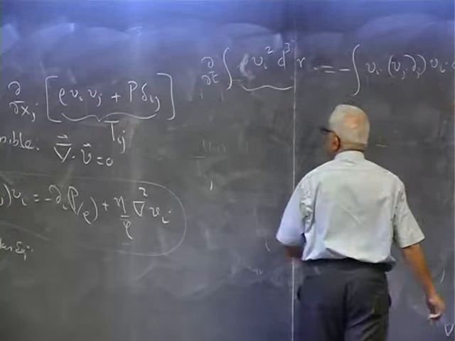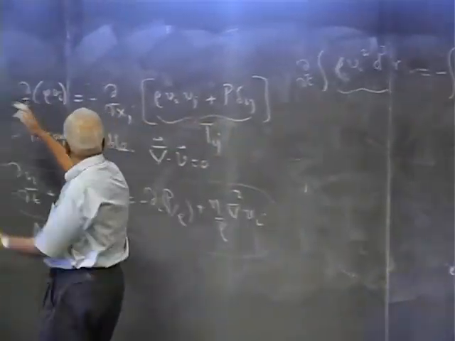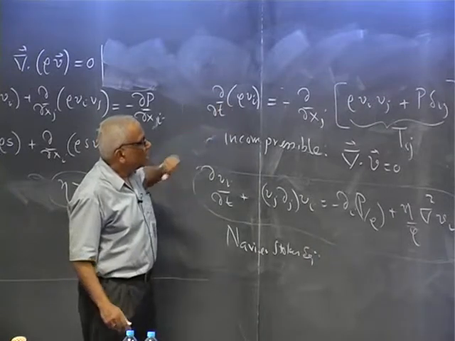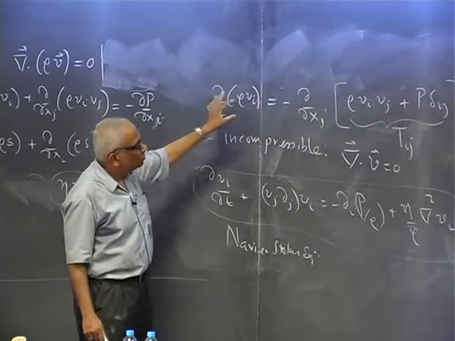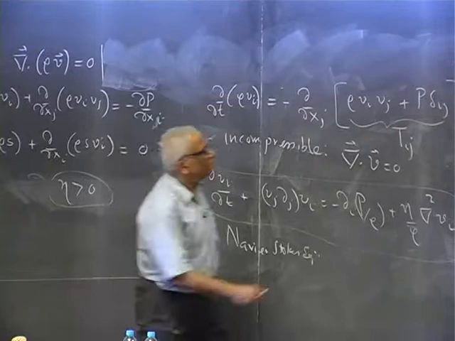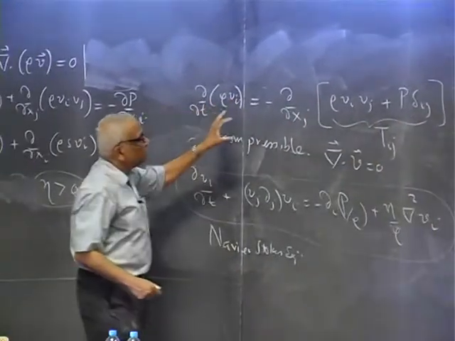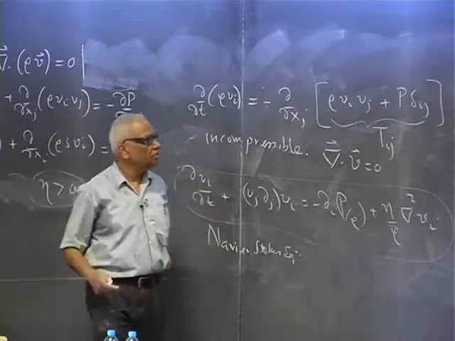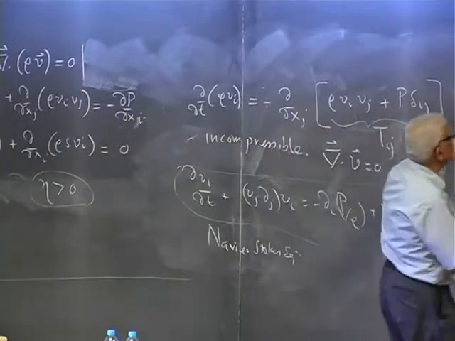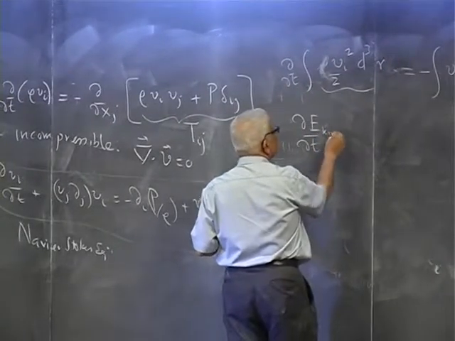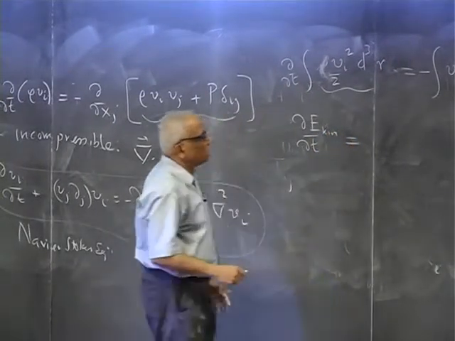I have simply multiplied this equation, where rho is constant and I have set it equal to 1, by v_i. So that gives me ∂/∂t of v_i squared over 2, and integrated over the space in which I'm interested. And so this is the total energy. So I'm looking at ∂E_kinetic/∂t, and what's the answer?